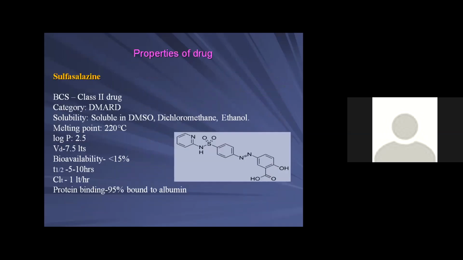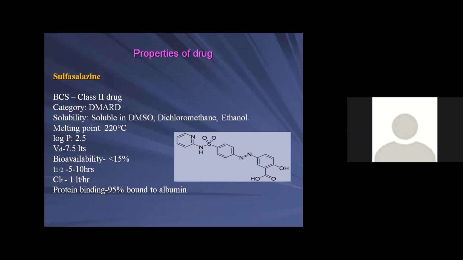This is sulfasalazine. It is a BCS class 2 drug and disease modifying. Sulfasalazine is mainly used in the treatment of rheumatoid arthritis. Basically, the reason we started working with this particular drug is that it is a BCS class 2 drug exhibiting poor bioavailability. The bioavailability of sulfasalazine is less than 15%, and its half-life is 5 to 10 hours. Protein binding is 95%, bound to albumin. It is mainly used in the treatment of rheumatoid arthritis. It is a disease modifying agent.